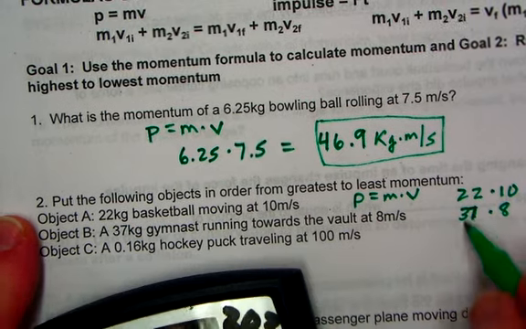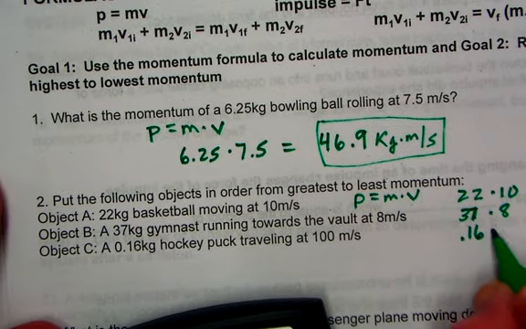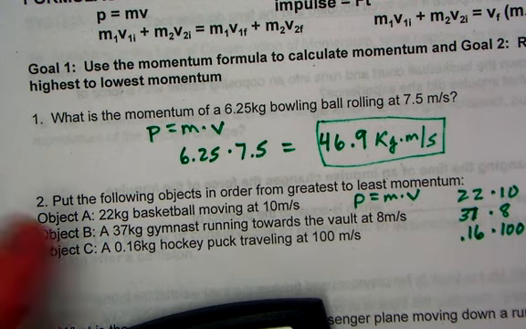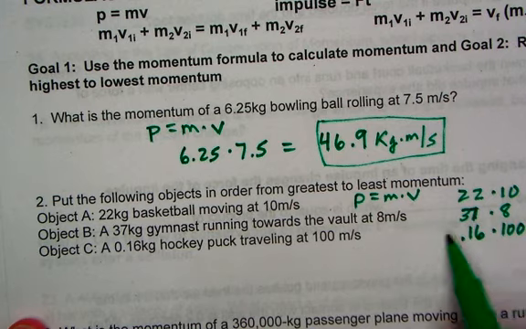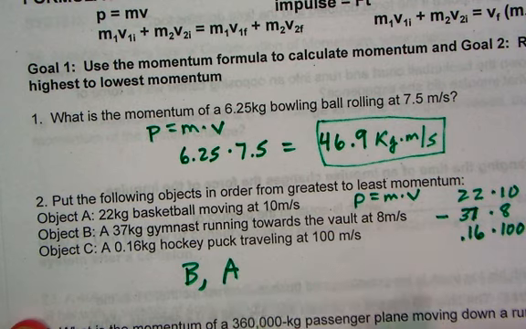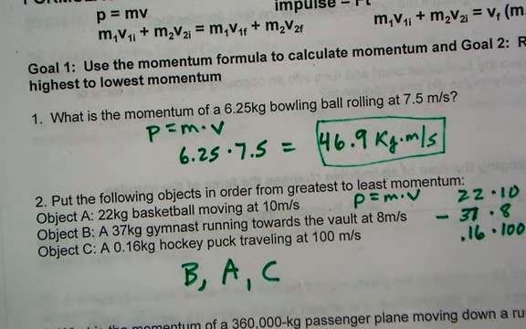And the last one is a 0.16 kilogram hockey puck traveling at 100. That one you just move the decimal over 2 places to the right. So that equals 16. So if I'm going to rank them from greatest to least, my greatest one would be B, because it's 296. So I'd say B, then the next one is A, which is 220, and the final one would be C, if I rank those from greatest to least momentum.